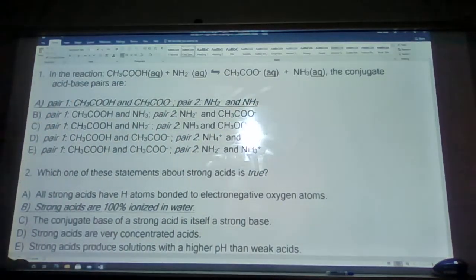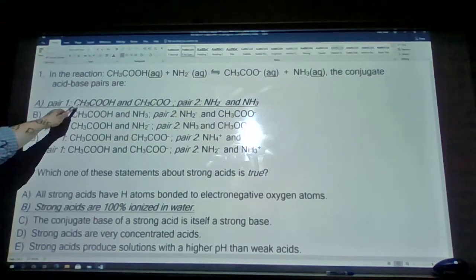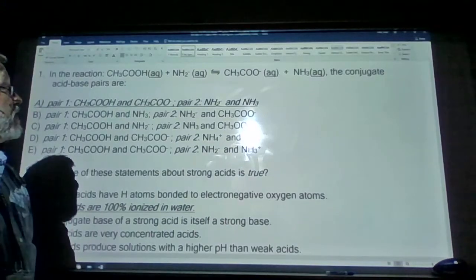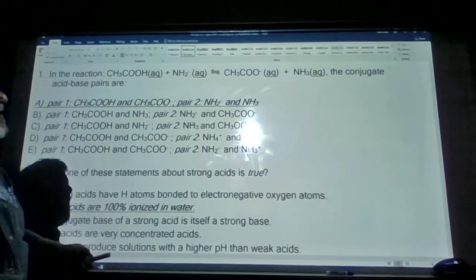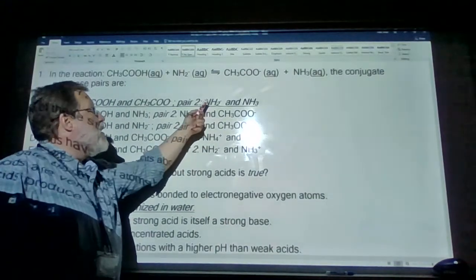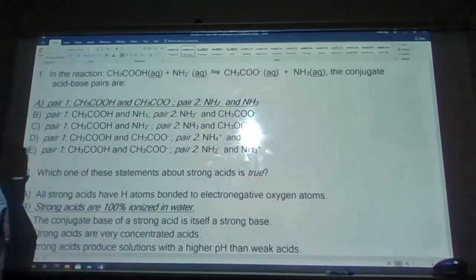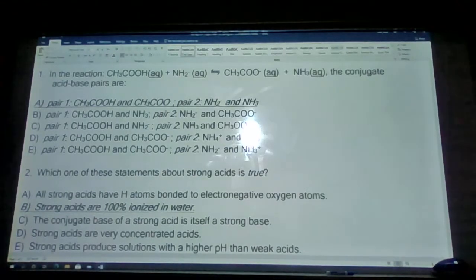So the two pairs in this reaction are, first, CH3COOH and CH3COO minus. Second conjugate acid-base pair, NH3 and NH2 minus. Conjugate acid-base pairs only differ from one another by the presence or the absence of a hydrogen.